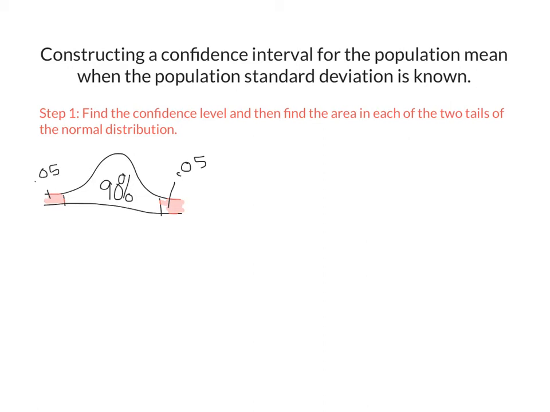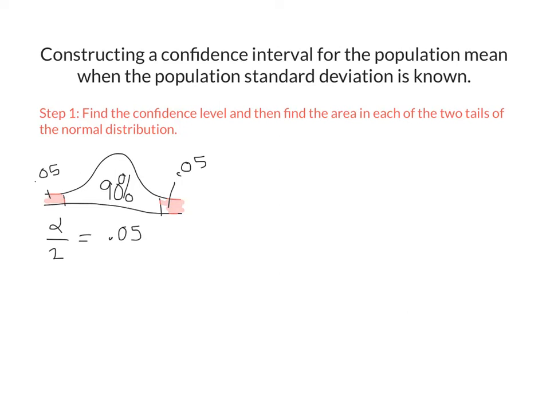Okay, we call the area alpha over 2, because alpha is the area, the opposite of the confidence level, and we divide it by 2 because there are 2 tails. So that alpha over 2 is equal to 0.05 with a 90% confidence level.